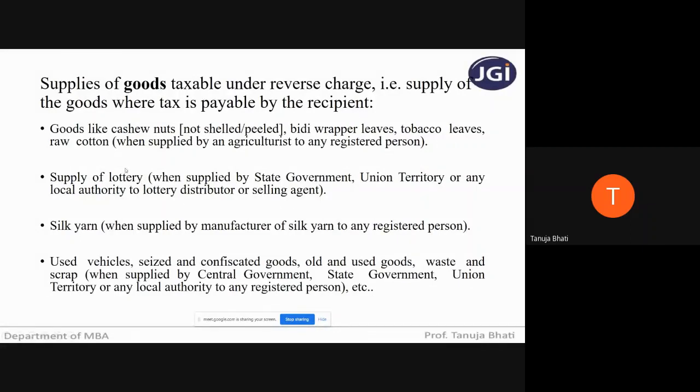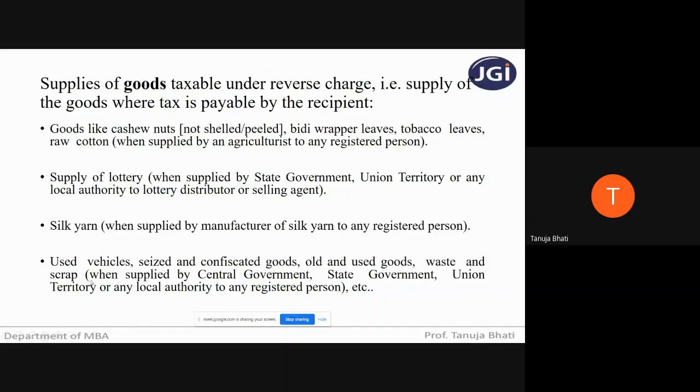Next, in case of supply of lottery, when it is supplied by the state government, union territory or local authority to a lottery distributor or selling agent. So when lotteries are supplied by government to a lottery distributor, who is the recipient? Lottery distributor. Who is supposed to pay tax? It is the lottery distributor. So these are the list of goods that are specified by the government on which the tax is to be paid by the recipient. Apart from this, if there are any other goods, they will be taxed as per the forward charge. Next, silk yarn when supplied by a manufacturer of silk yarn to any registered person.